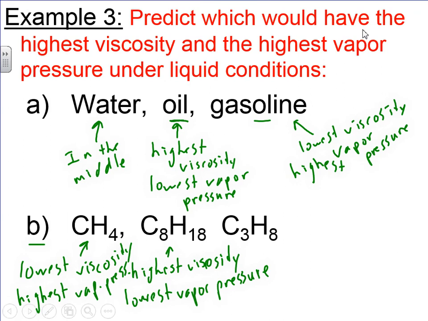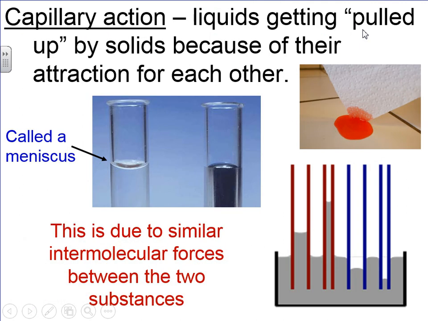Alright, let's finish up with this. There is one more fun physical property called capillary action. And these are liquids getting pulled up by solids, technically because of the attraction of the liquid for the solid. So we're kind of transitioning now into talking a little bit about solids. And what happens if you have a liquid that has an attraction for the solid because the intermolecular forces are similar, what will happen is it'll crawl up the side of the solid.